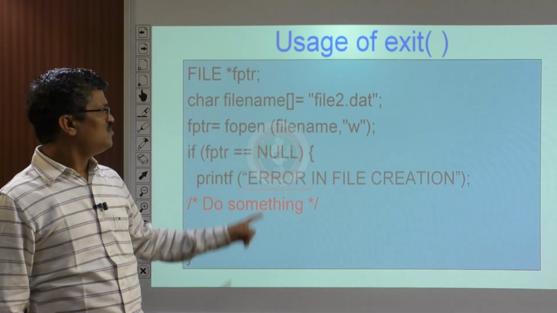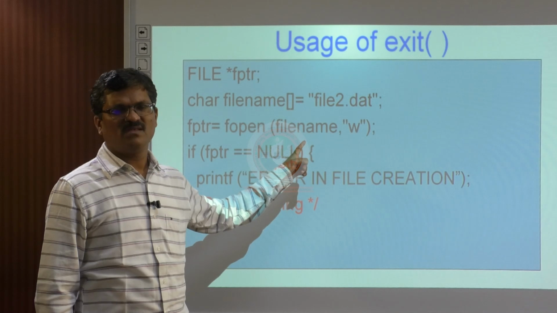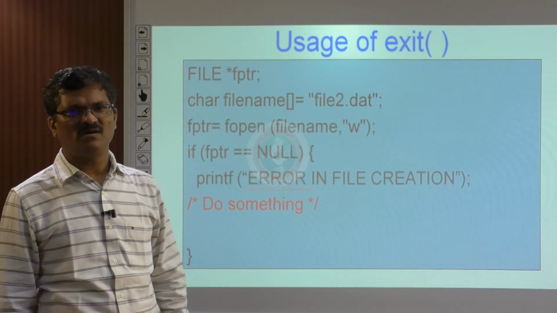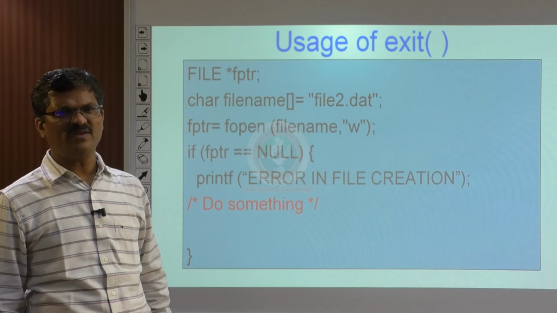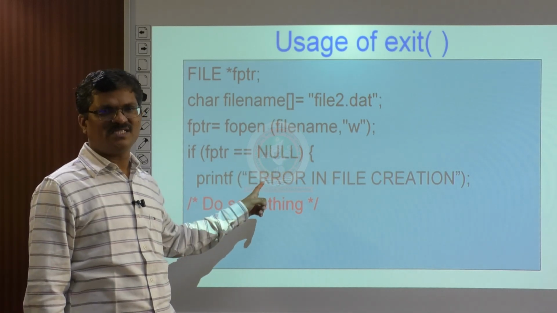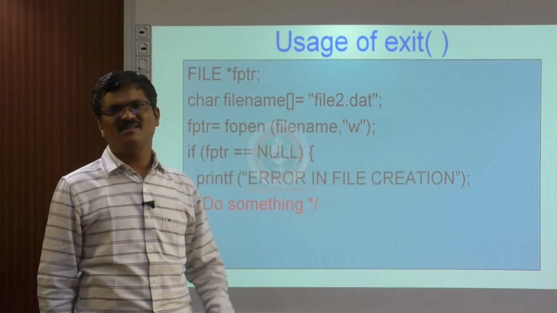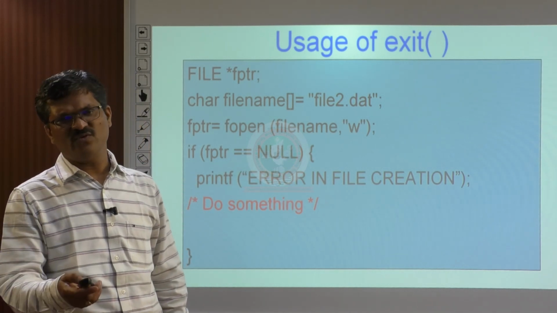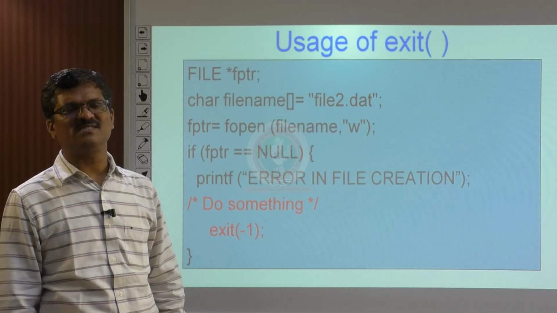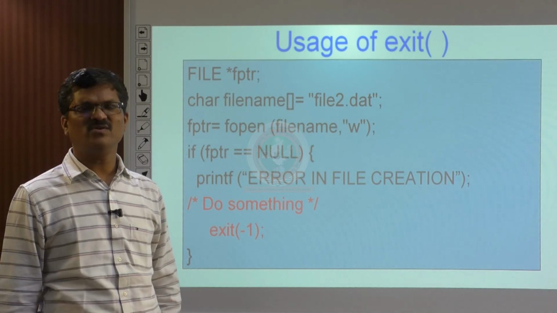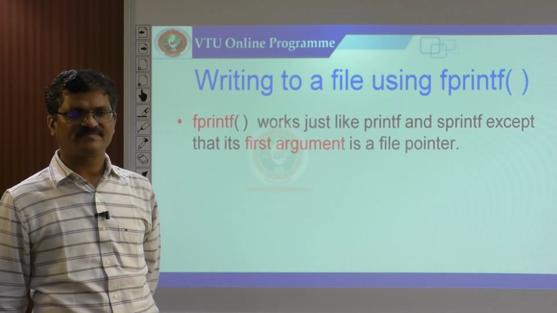Here, just to depict the usage of exit, is an fopen command which takes a file name and w, the same as the previous one. If fptr is equal to null, there is a failure in creating the file. What to do? If you wish to come out, you can make use of the exit function, exit minus 1. This is how we can use the exit function.